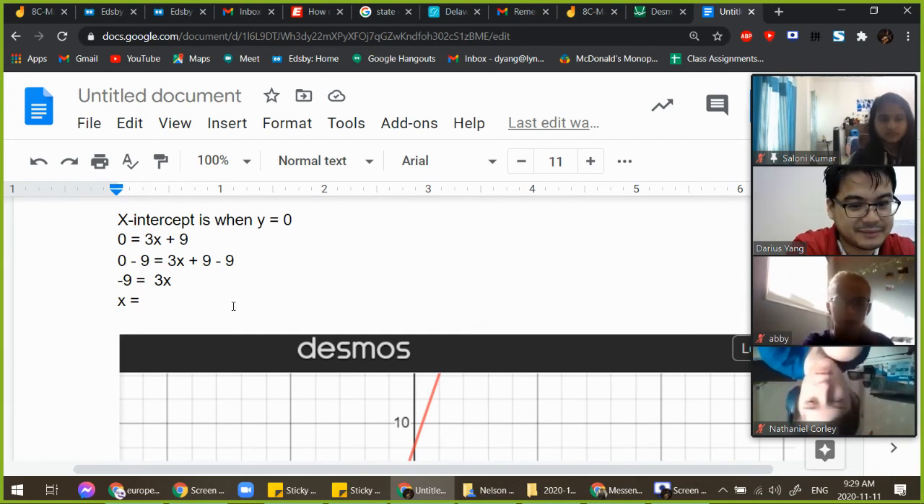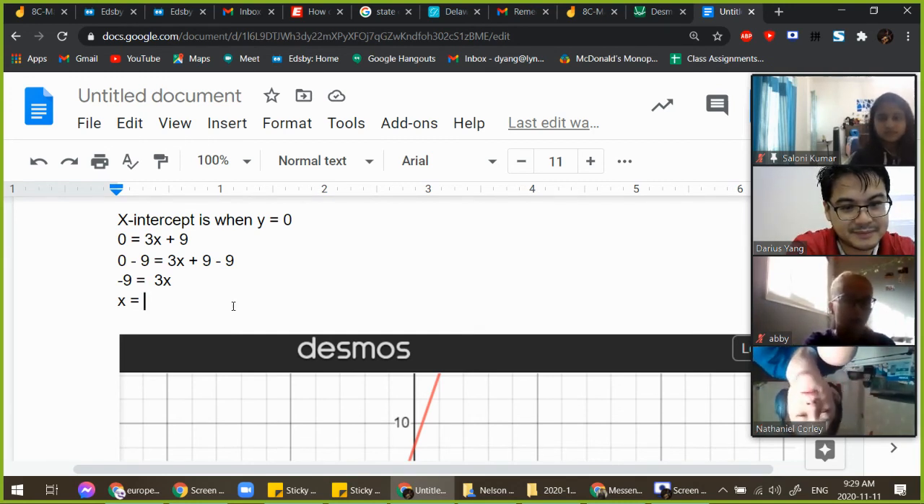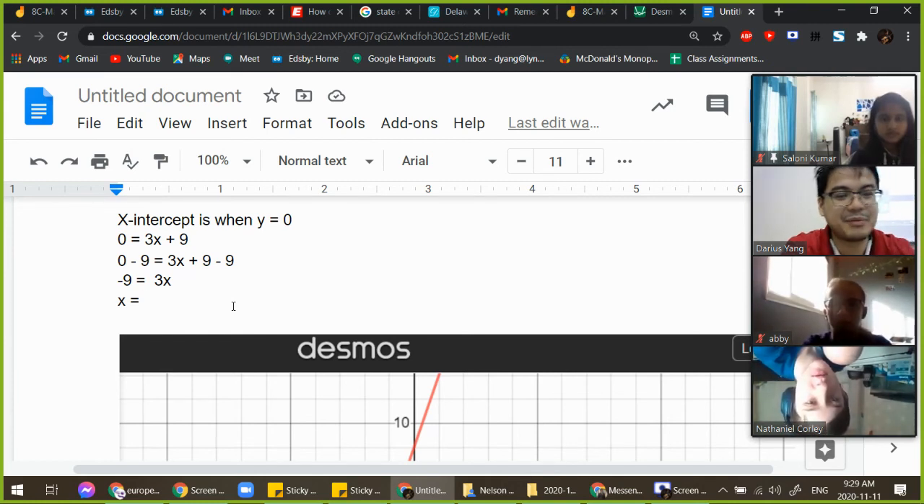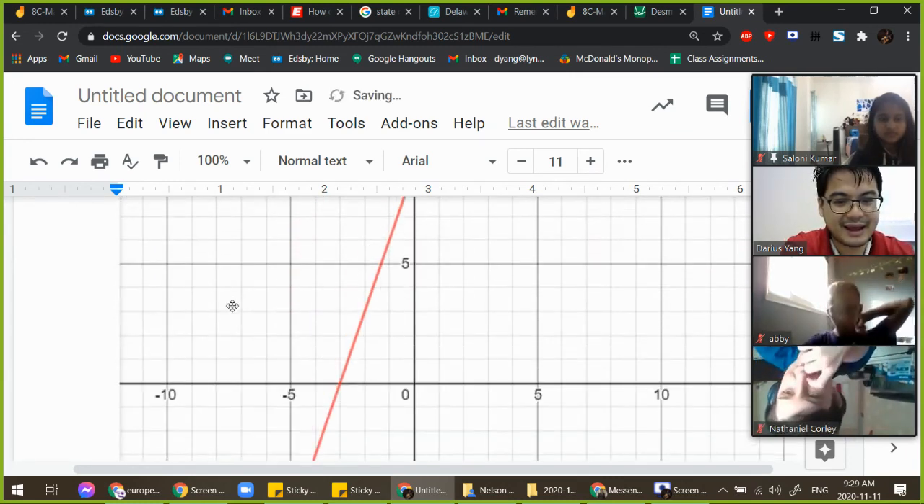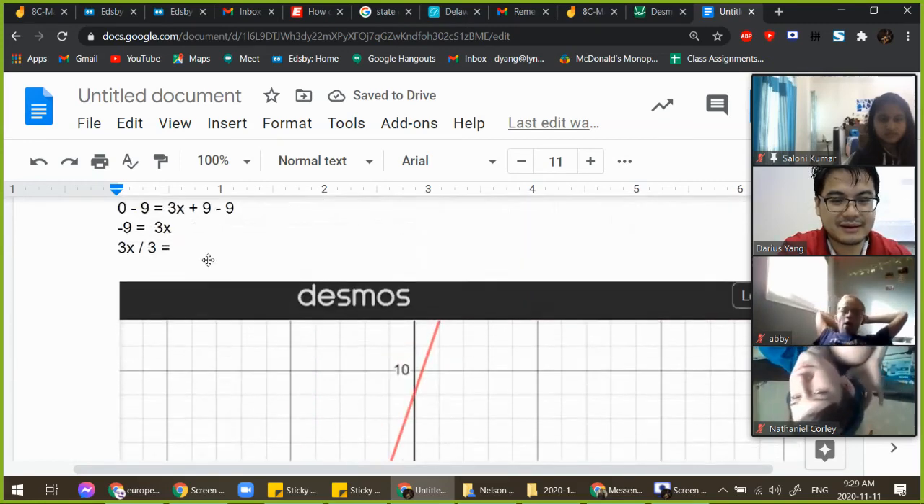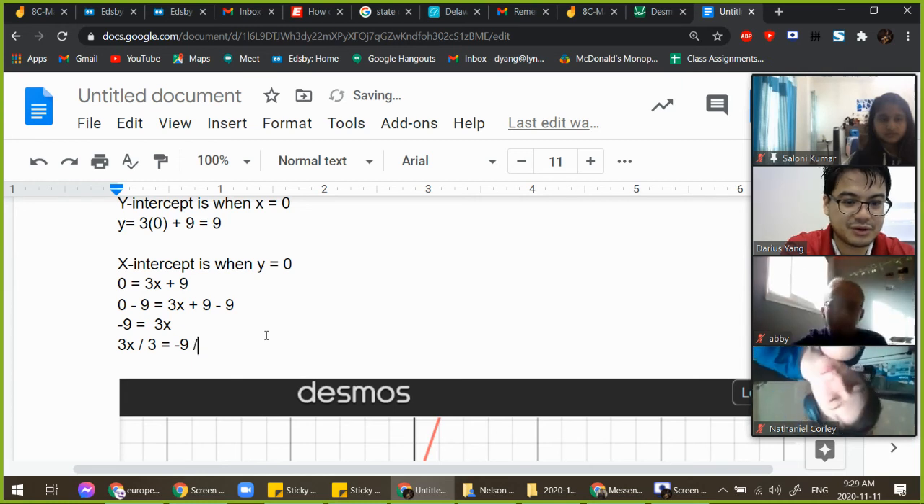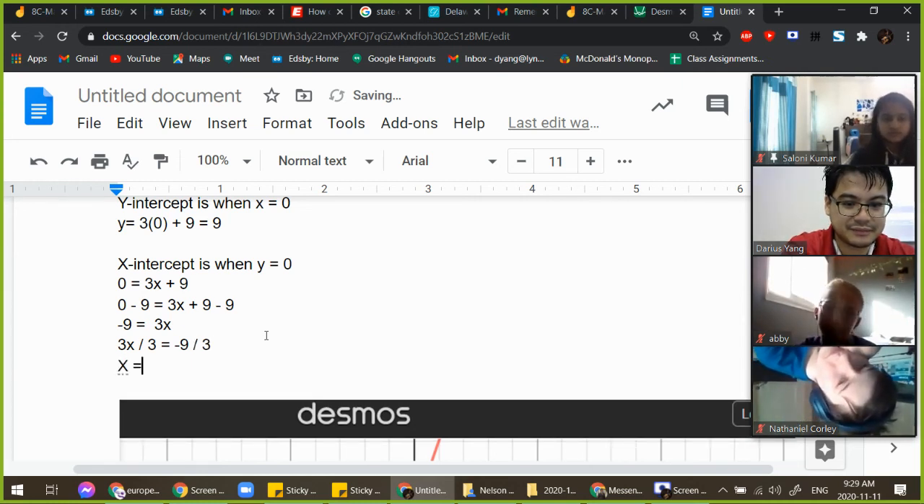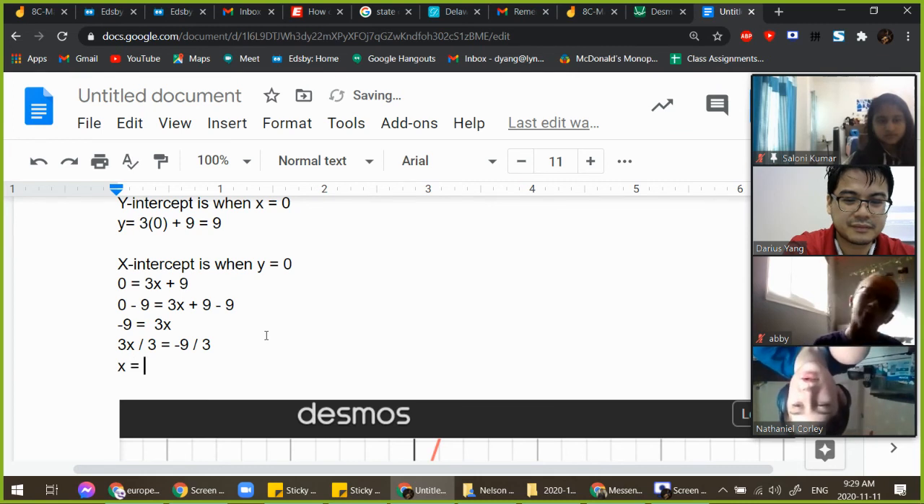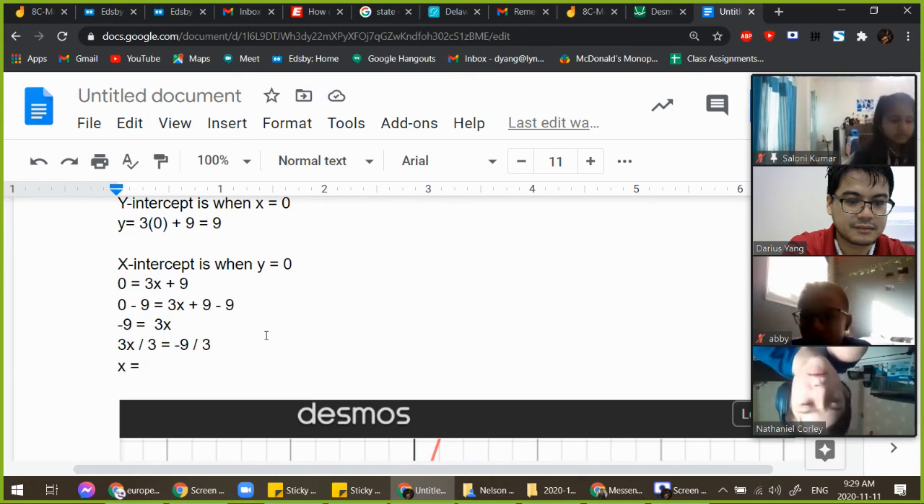Yes, Nathaniel, go ahead. You divide both sides by 3. Divide both sides by 3. Everyone heard that? 3x divided by 3 and negative 9 divided by 3. So what is x equal to, Nathaniel? X is equal to negative 3. Thank you. Okay, good.